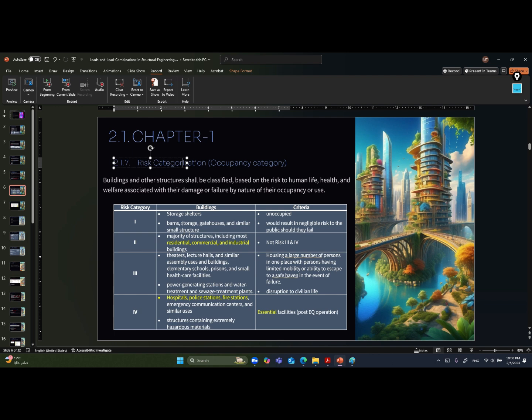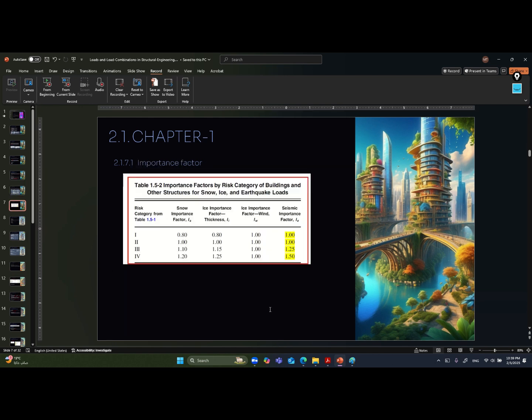Storage shelters have no people inhabiting them, so it is considered 1. The criterion is that it is unoccupied. It would result in negligible risk to the public should they fail, so it is not important. Risk category 2 is used for residential, commercial, and industrial buildings. That is important. For theaters, lecture halls, and so on, housing a large number of persons, that is the criterion, then it will be considered 3. And for hospitals, police stations, and fire stations, which are represented by essential facilities, it is 4.